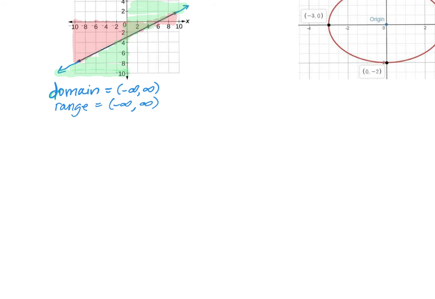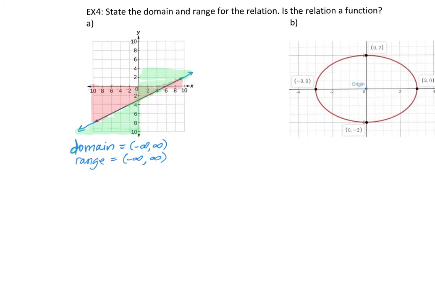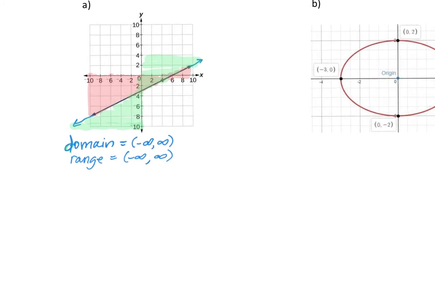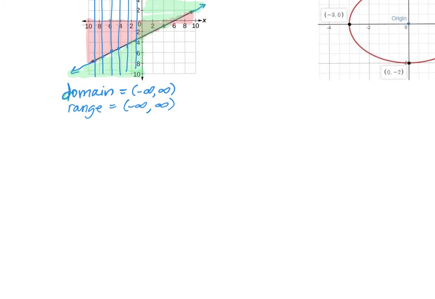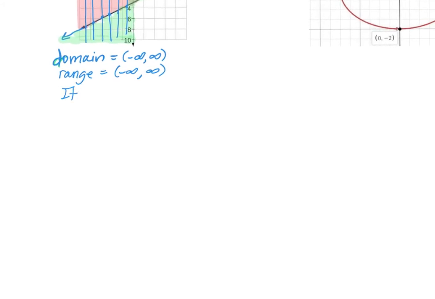Okay, so is the relation a function? Well, it's a function if you have a graph. It's a function if it passes the vertical line test. So let's think about drawing vertical lines. Can I draw a vertical line that passes through 2 or more points? No. No matter where I draw my vertical lines, they will pass through at most 1 point. So I'm not going to keep drawing these vertical lines all the way across. You can see that this is a function because it passes the vertical line test. So it is a function.